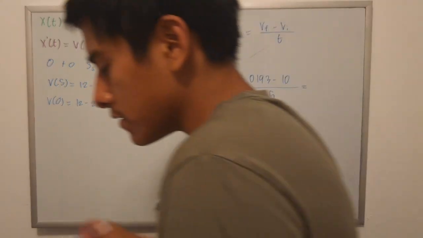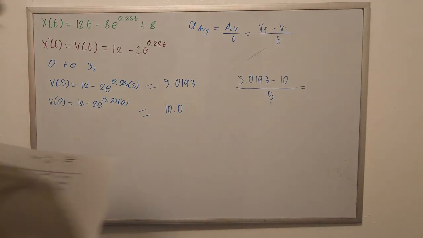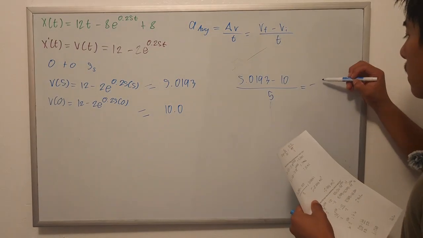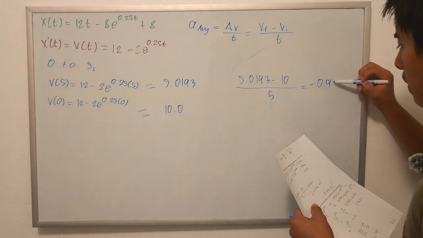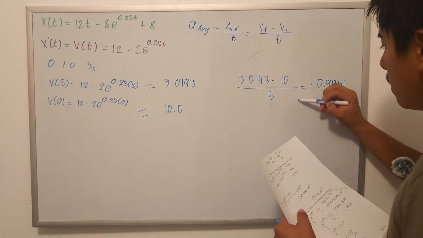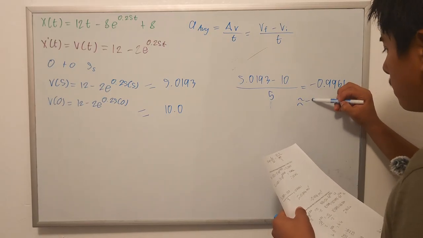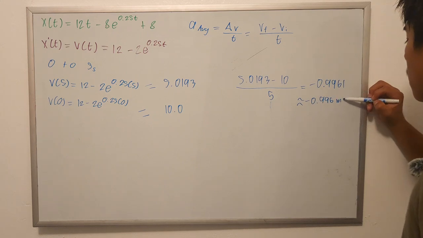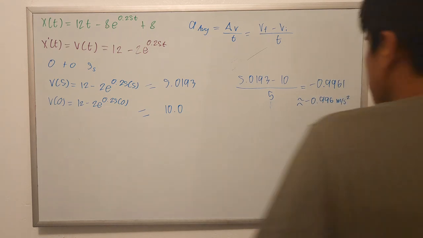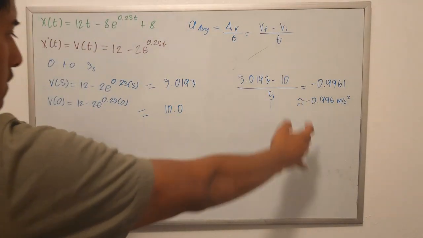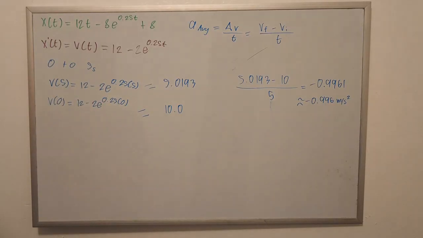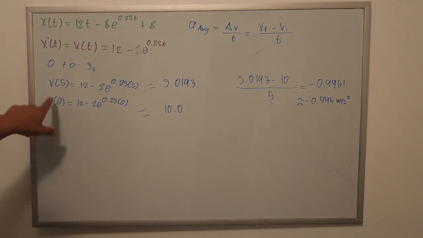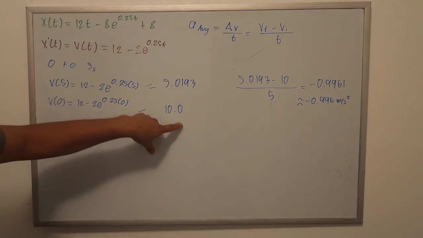And then once you plug that into the calculator, you are going to get negative 0.9961. And then you round that, you get negative 0.996 meters per second squared. So since we have a negative acceleration, that means that this object is slowing down. And we can also see that because its initial is 10 and then its final is 5.